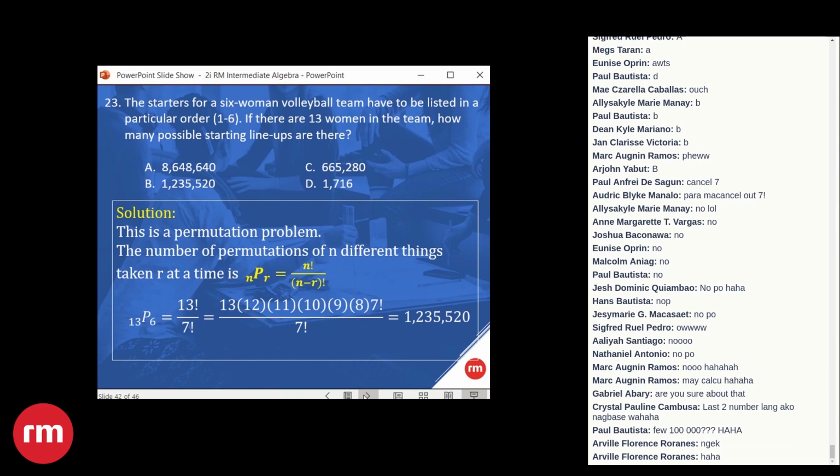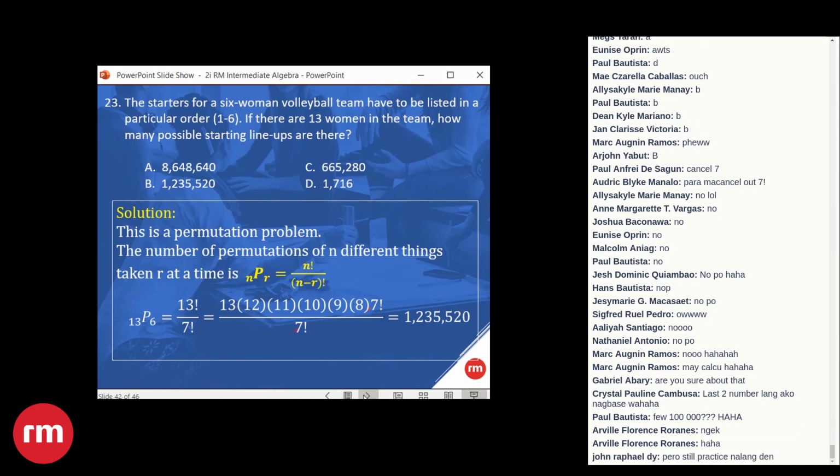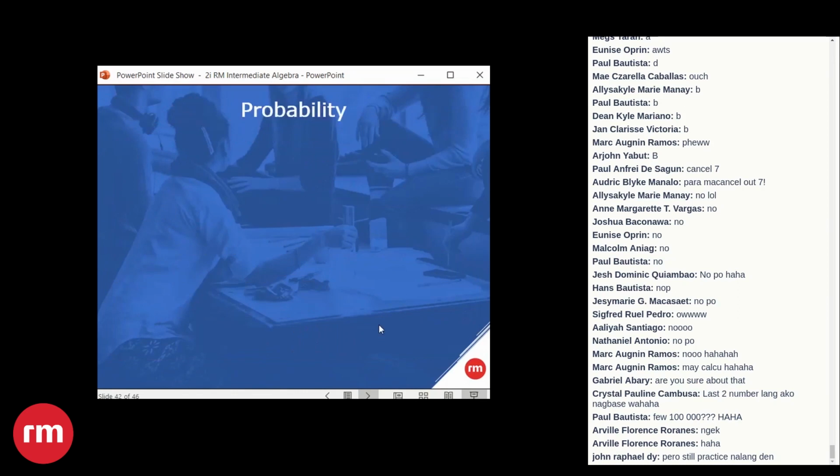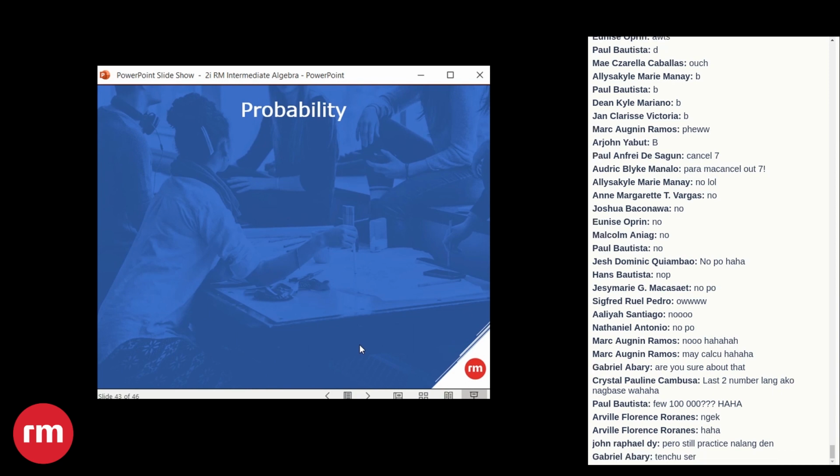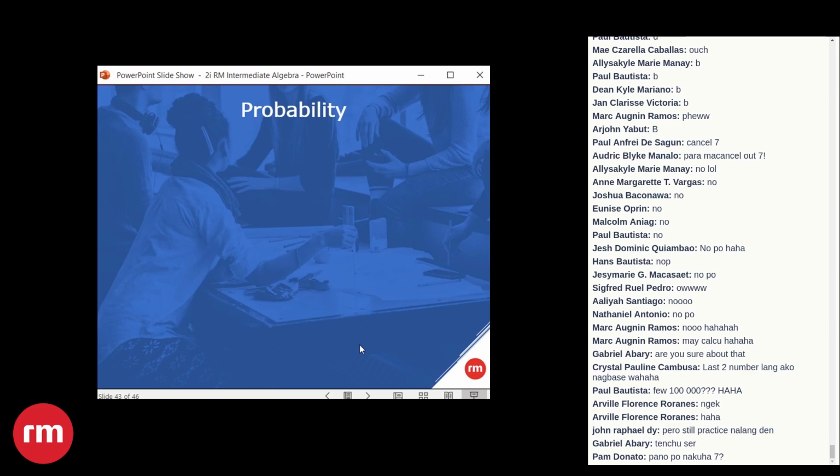Nag-slip ako nun, few thousands, not a few hundred thousands, okay? Alam ko medyo kinabahan kayo doon na konti. Yeah, pero practice pa rin. Okay, next, number 24. Before we go to number 24, let's discuss on probabilities. Ganun lang naman yung counting. It's usually combination, permutation, and counting the number of items. So now, we go to probability.